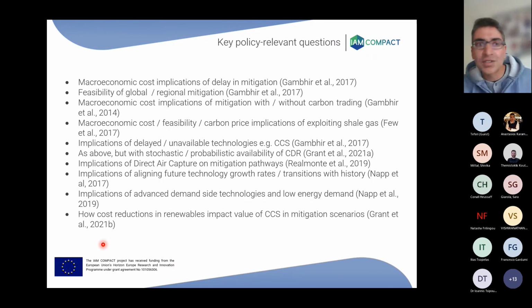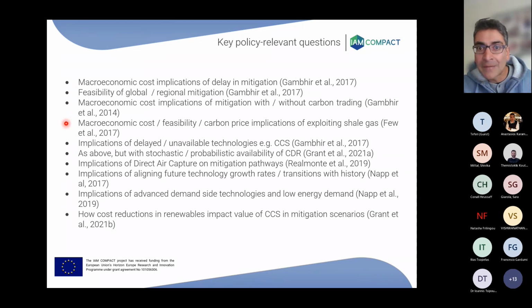Key policy relevant questions. So, what's the cost of delay in mitigation? That very common question. We can calculate the energy system cost or the welfare loss as a share of baseline GDP, and we can express that in particular years or as a present value discounted over the century. Our model runs till 2100, by the way, in 10-year time steps, although we can make adjustments so that we can run in 5-year or single-year time steps in the near term, which is what we've been doing increasingly in the recent past.